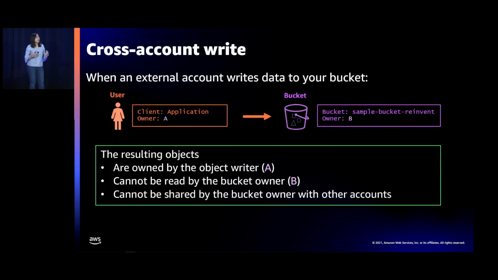So in a cross-account write situation, the default behavior is that the writer of the data owns the data. And in this example, we have a user in account A writing data to a bucket in account B. These resulting objects are owned by the object writer, account A. And these objects cannot be read by the bucket owner, account B. And these objects cannot be shared by the bucket owner to a third account, say account C.